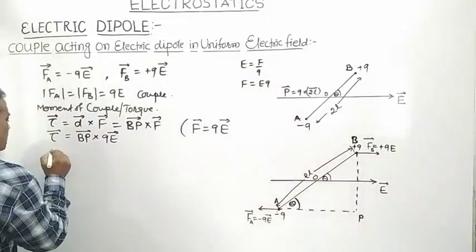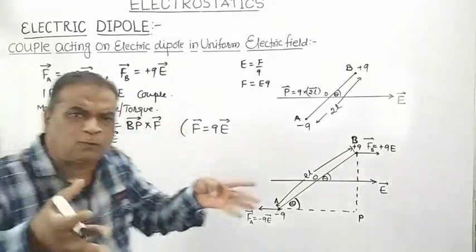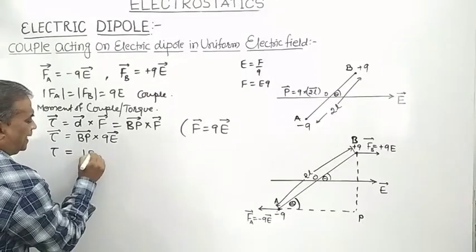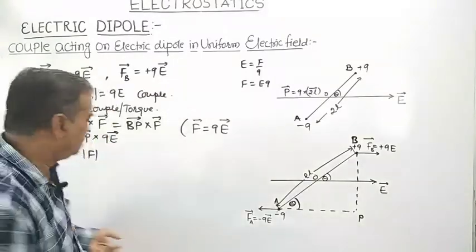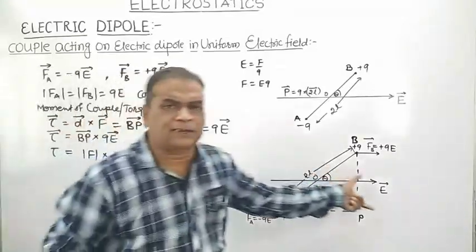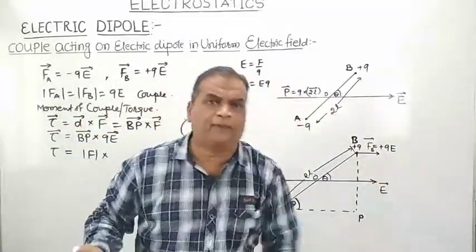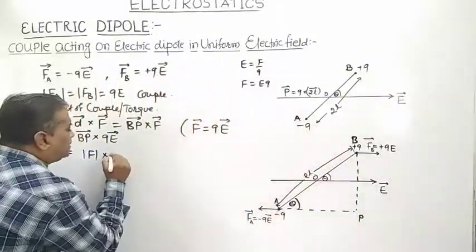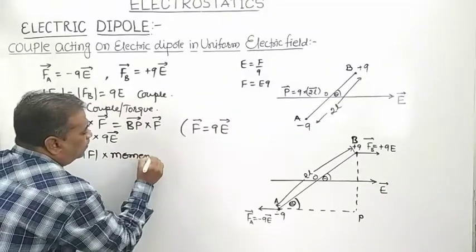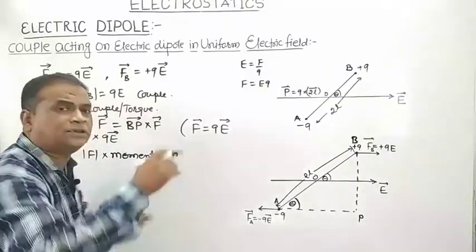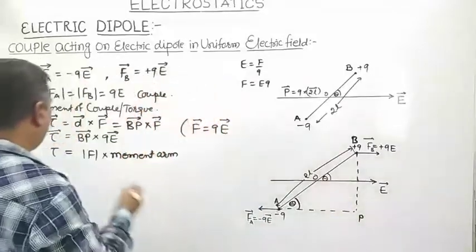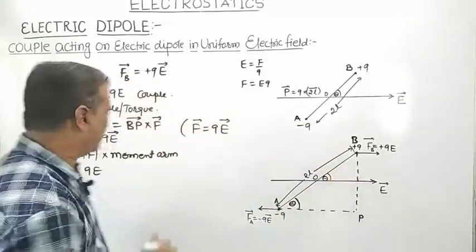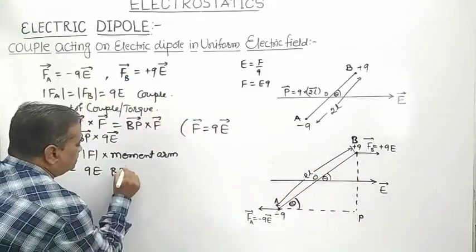Therefore, if I consider only the magnitude of torque, it is equal to the magnitude of one of the forces into the perpendicular distance between the two forces, that perpendicular distance being BP. It is also known as the moment arm, because it is responsible for rotation. So the magnitude of force is Q into E, and the moment arm here is BP.